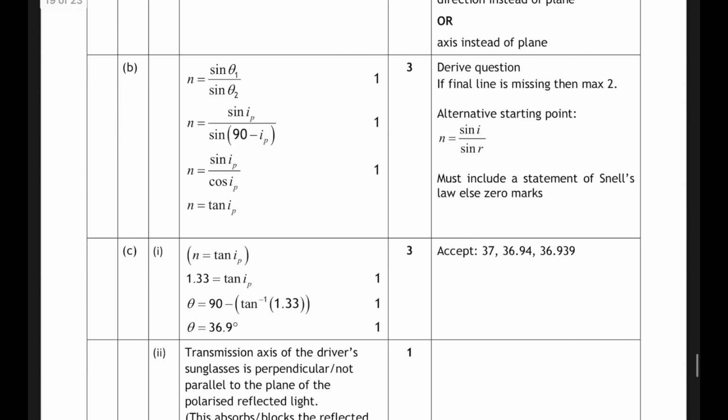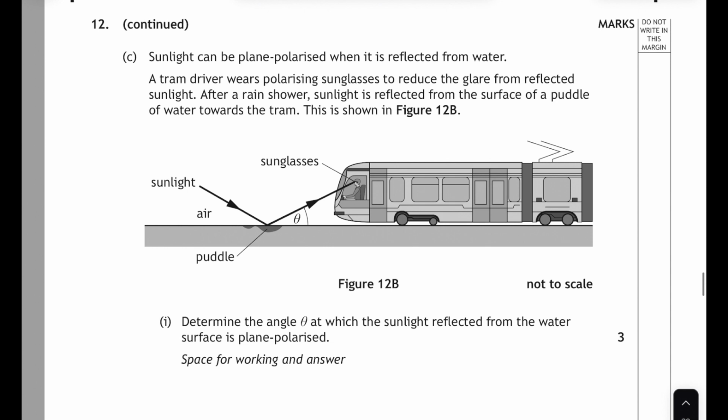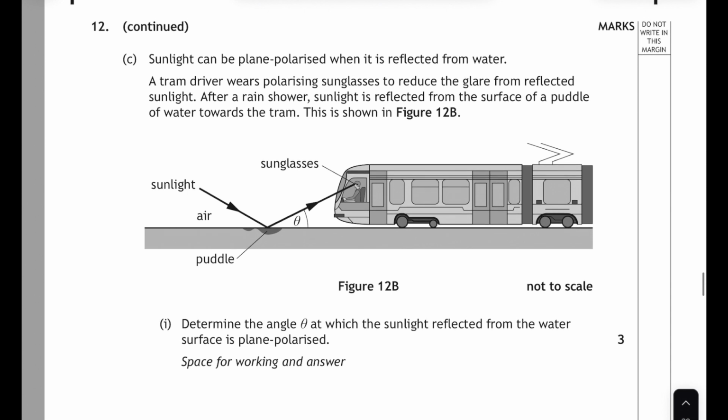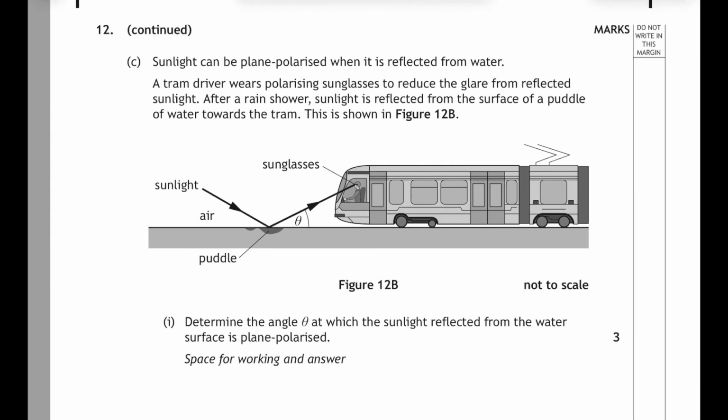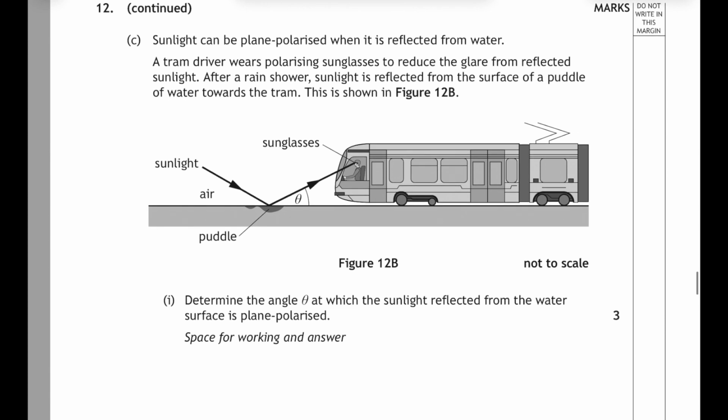Okay, 12 part C. Lovely picture of a tram. I hope it's an Edinburgh tram. Sunlight can be plane polarised when it's reflected from water, and a tram driver wears polarising sunglasses to reduce the glare from reflected sunlight. And after a rain shower, sunlight's reflected from the surface of a puddle of water towards the tram, and this is shown in figure 12B. And in part 1 we have to determine the angle theta at which the sunlight reflected from the water surface is plane polarised.